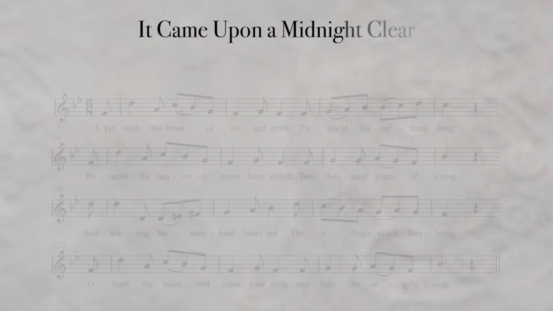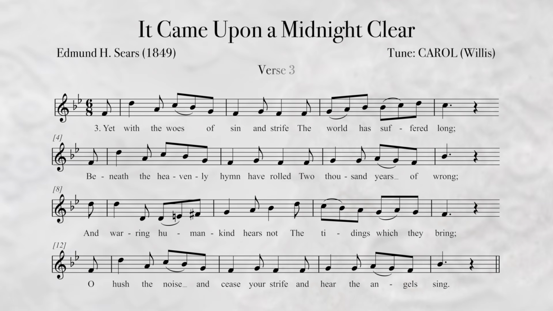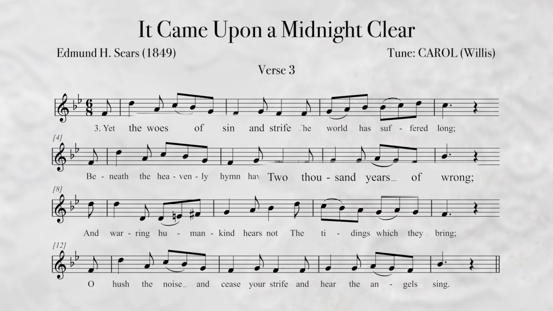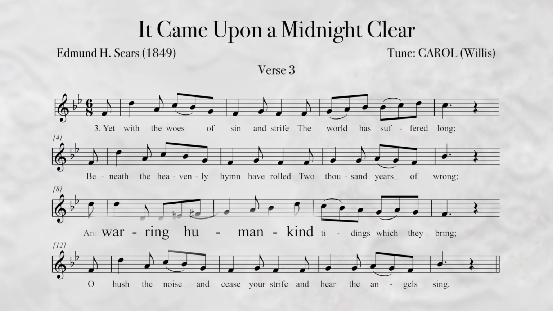I decided to do this exercise for the third verse of the hymn, It Came Upon a Midnight Clear, because it has a really evocative text that I wanted to reflect musically. It mentions woes of sin and strife, 2,000 years of wrong and warring humankind, which is perfect. And then there's also hush the noise, hear the angels sing.